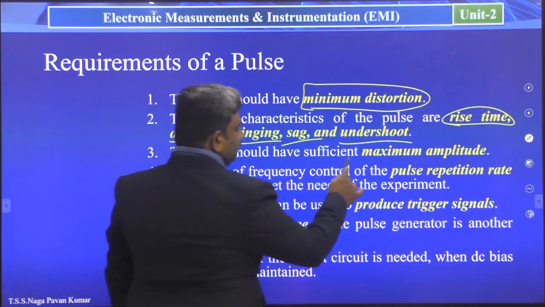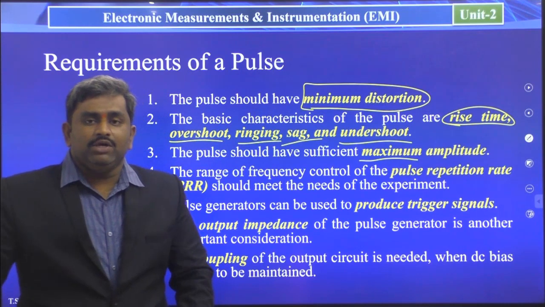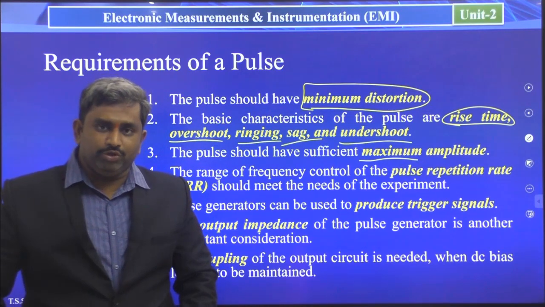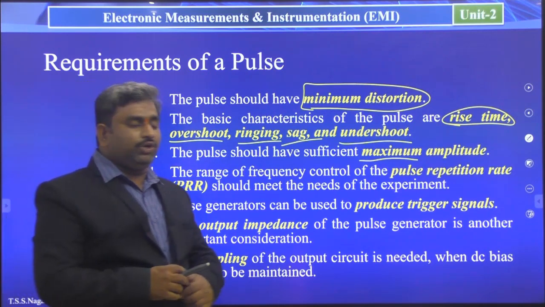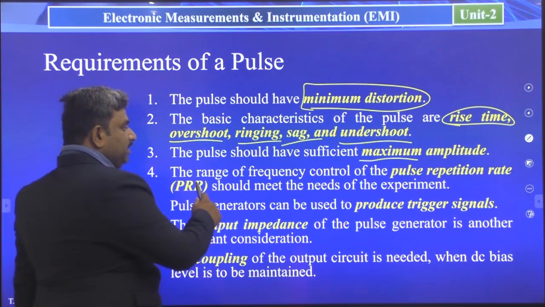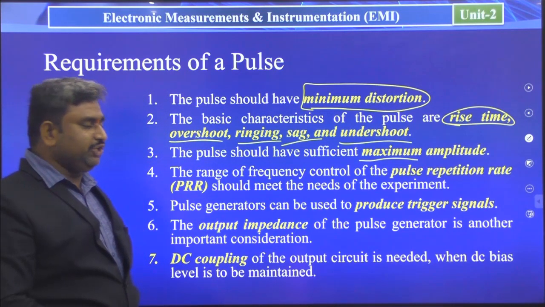The pulse should have sufficient maximum amplitude. Whichever amplitude you are defining for a pulse signal, you have to give from the signal generator as much as maximum, so that the user can control how much voltage he requires.